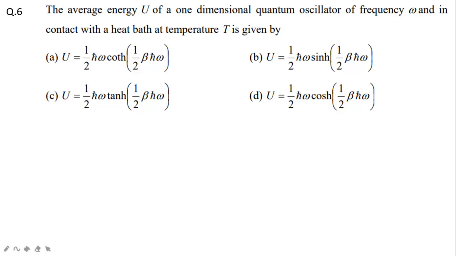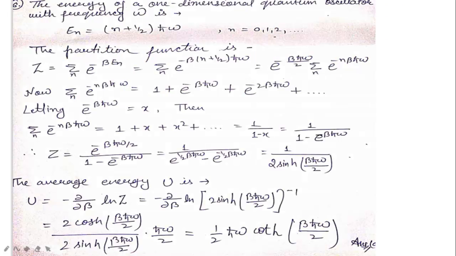Obviously we want a partition function here. So how we will do this question is like this. The energy of a one-dimensional quantum oscillator with frequency omega, here they are saying that it is an oscillator. So the energy for an oscillator is En equals n plus half h cut omega, where n equals 0, 1, 2.